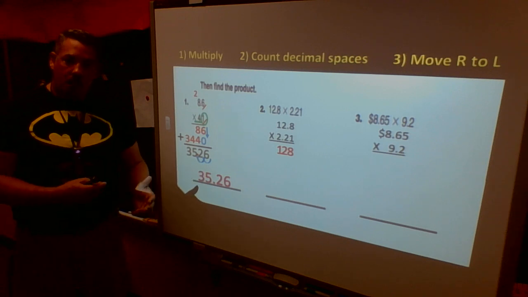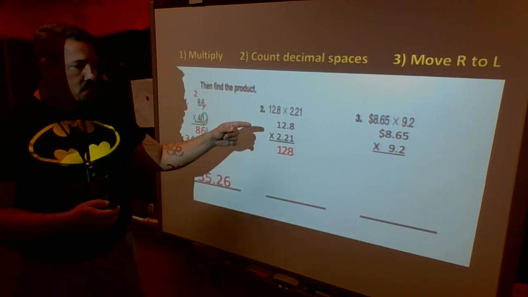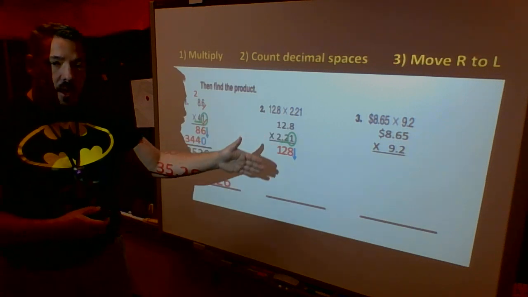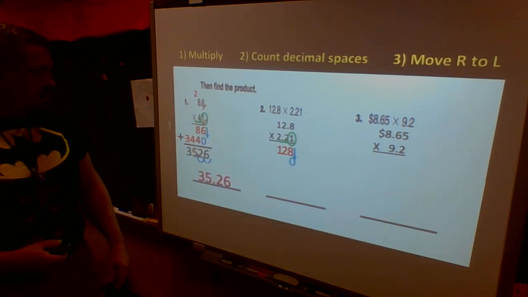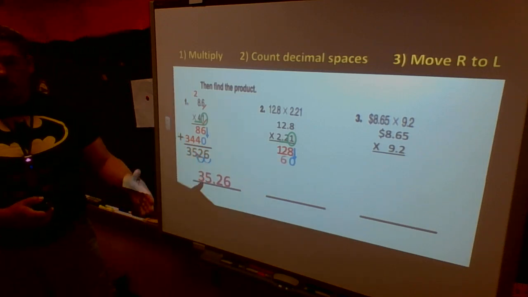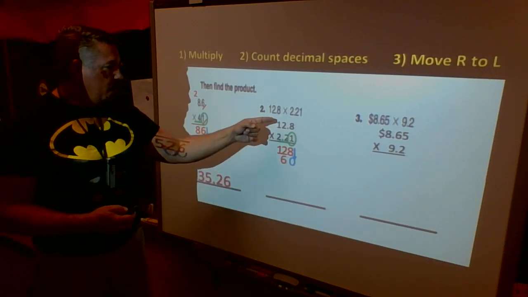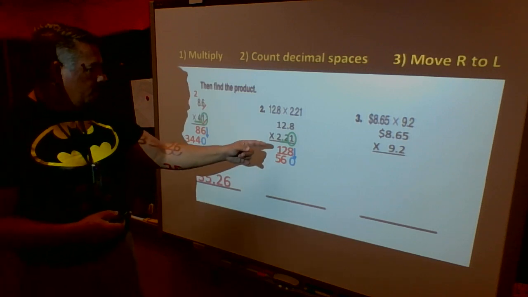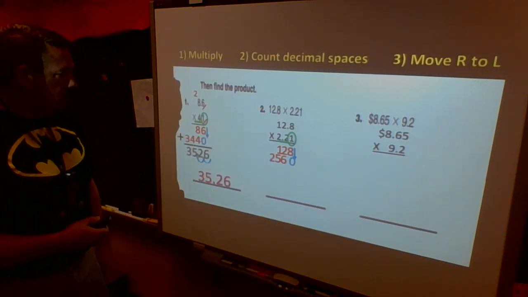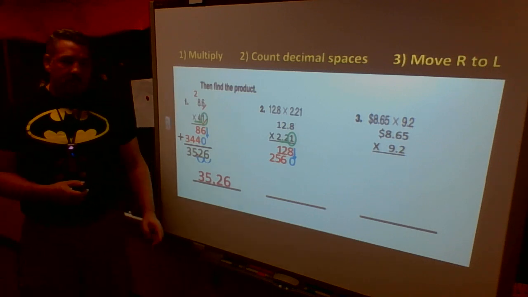Now I go to my second number. My second number tells me to bring down a 0. Hold that place value so we don't forget. Then I can multiply by my 2. 2 times 8 is 16. Put down my 6 and carry my 1. 2 times 2 is 4 plus 1 is 5. And 2 times 1 is 2. All right, so we got the second one.